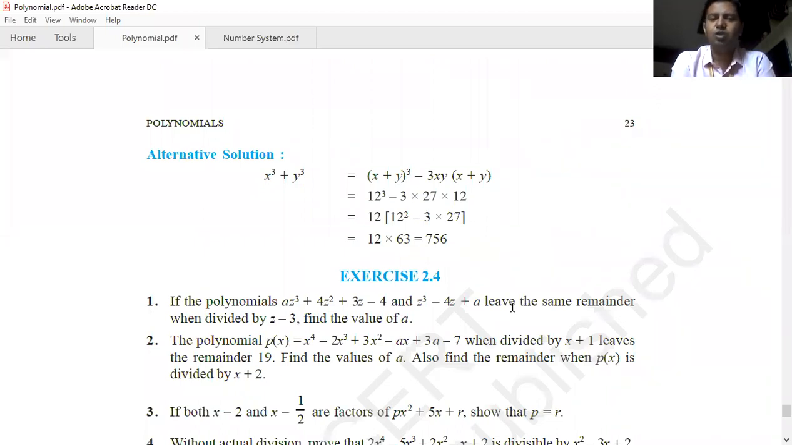In the first polynomial, if we substitute z is equal to 3, it will be 27a plus 36 plus 9 minus 4. That will be the remainder R1. And remainder R2, when I substitute z is equal to 3 in the second polynomial, will be 27 minus 12 plus a. Now it is given that the remainder is the same. So R1 is the remainder for the first and R2 is the remainder for the second. We equate R1 is equal to R2 and solve the equation to get the value of a in this question.